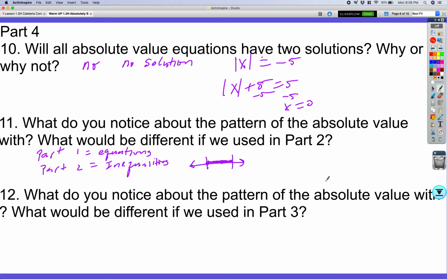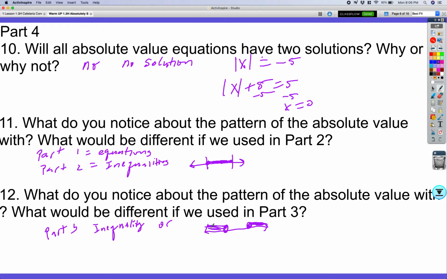What do you notice about the pattern and the absolute value? What would be different if we used the other sign in part 3? So let's go ahead. Like I said, I think I'm missing a word right here, but the key part is part 3. Those were inequalities that would be an OR problem. So an OR problem is when it satisfies one of the requirements.